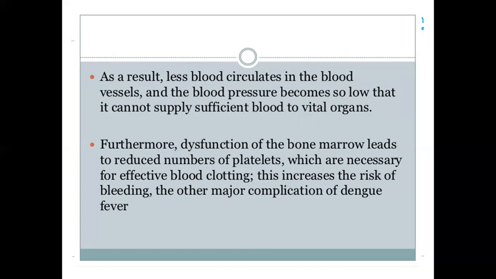Adding to this, there is a dysfunction of bone marrow, which in turn causes thrombocytopenia. This is also known as a reduced number of platelets. Now, we all know platelets are required for proper clotting of blood. So, as the number of platelets goes down, it creates a complication of hemorrhage associated with fever, which is known as dengue hemorrhagic fever.